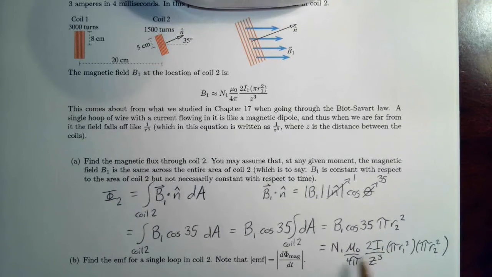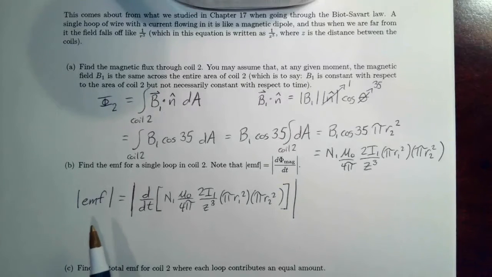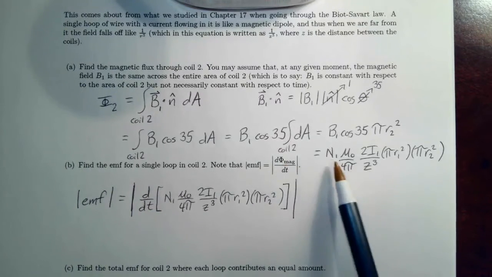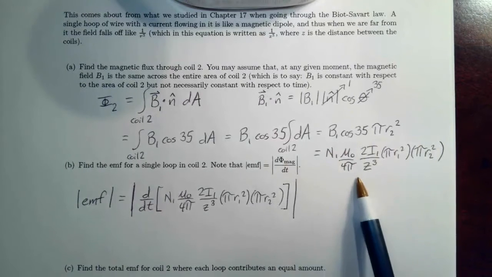So when I take the time derivative of this big thing here, all of this is a constant that I can pull out, and I1 is the only thing that's going to be left inside the time derivative. So let me write that out. Okay, so here I have the absolute value of the EMF is equal to the absolute value of the time derivative of the magnetic flux, which is this formula that we found here in part A.